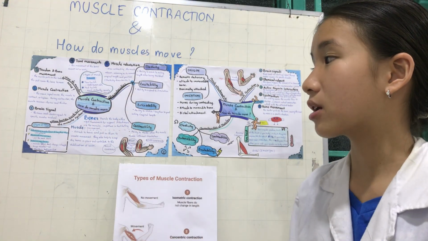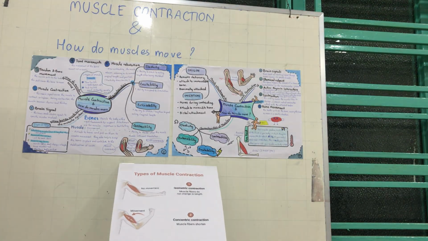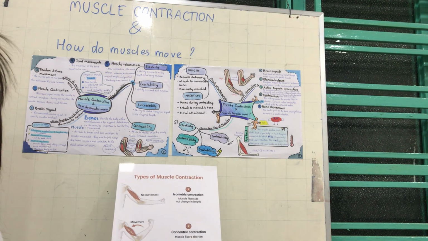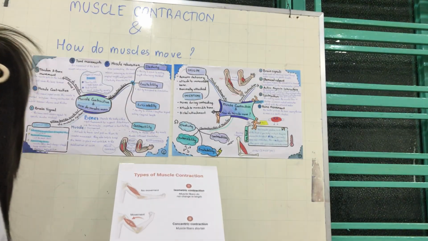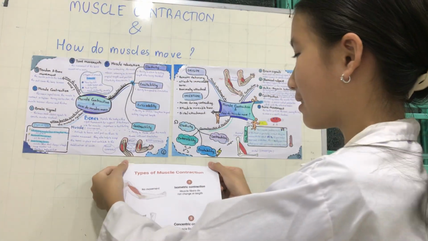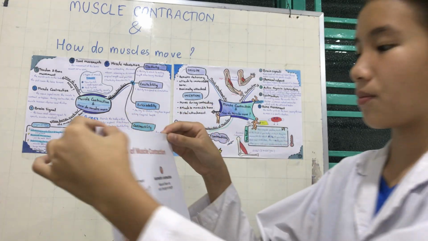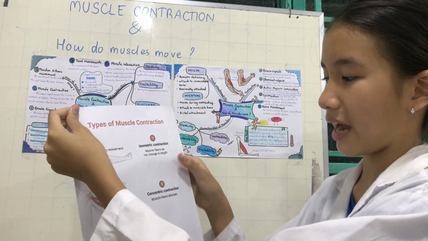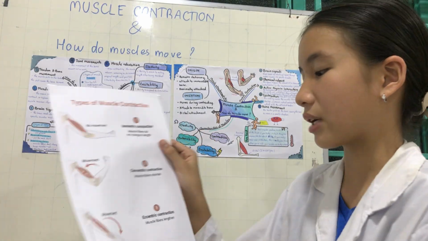Next, I want to talk about the 3 types of contraction. And I think that I have a picture of that. Yes, I do. Here. So the types of muscle contraction: there's the isometric contraction, there's the concentric contraction, and there's the eccentric contraction.